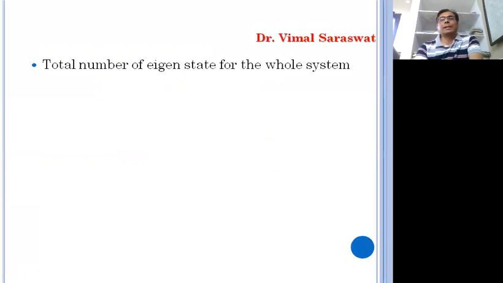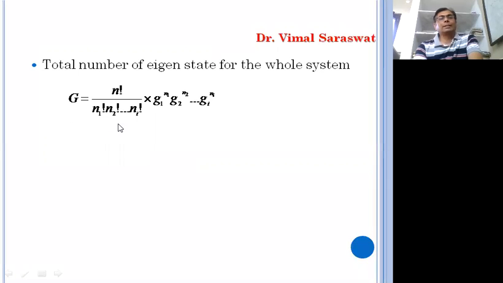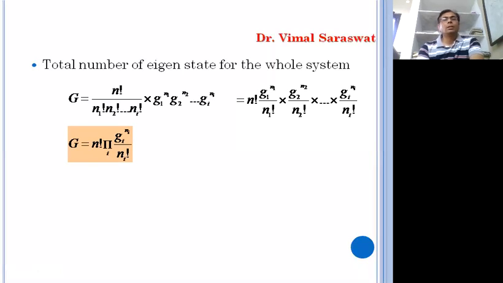So the total number of eigenstates for the whole system, G, equals factorial N upon factorial N1 factorial N2 factorial Ni, into G1 raised to N1, G2 raised to N2, Gi raised to Ni. This can be written as factorial N, G1 raised to N1 upon factorial N1, into G2 raised to N2 upon factorial N2, into Gi raised to Ni upon factorial Ni, or G is equal to factorial N pi over i of Gi raised to Ni upon factorial Ni. This whole thing is written in the form of pi.